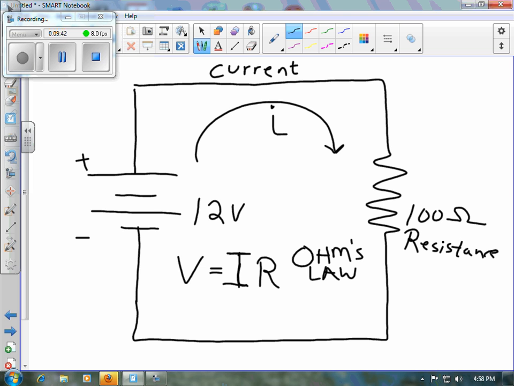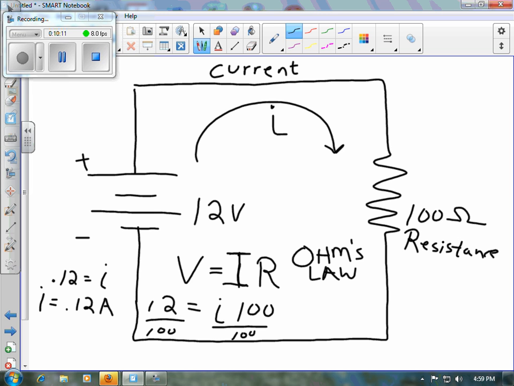We know the voltage and we know the resistance. So real simple. 12 equals I times 100. 12 divided by 100 is what, 0.12 equals I. So I equals 0.12 amps. And again, if you want to sound like you know what you're talking about, you convert this to milliamps. So you'd say 120 milliamps. Okay?